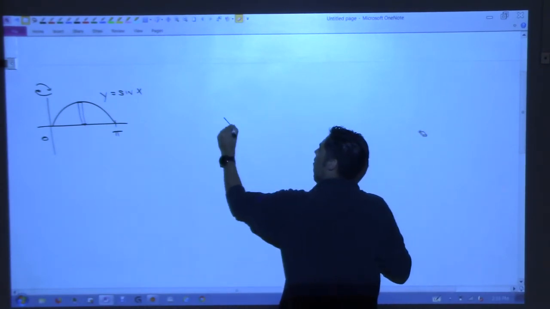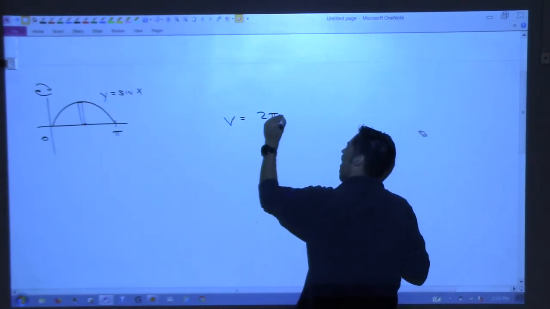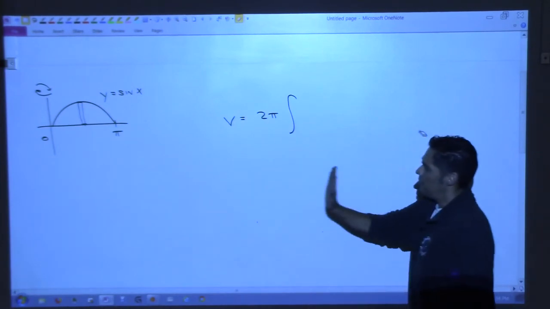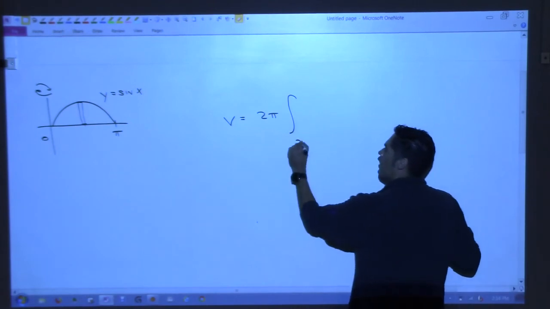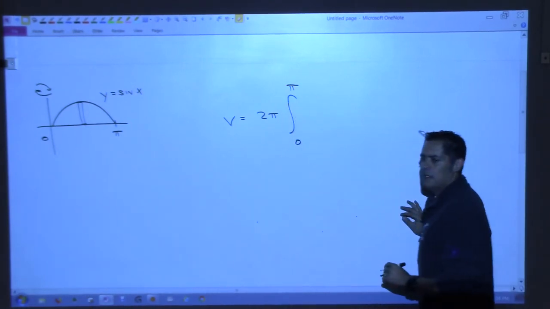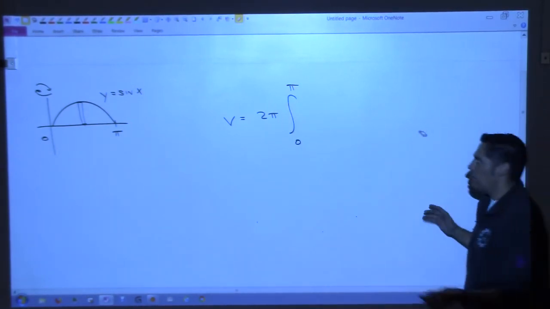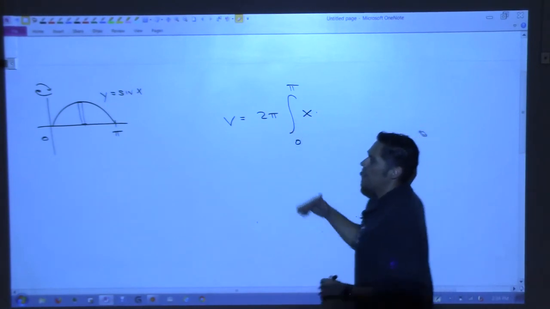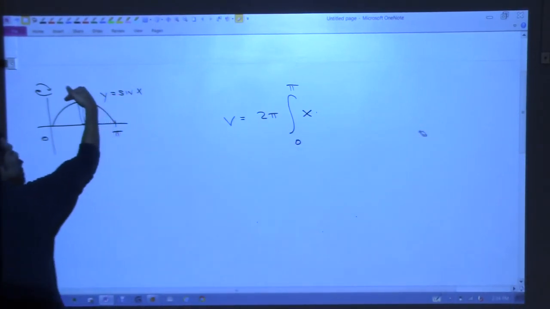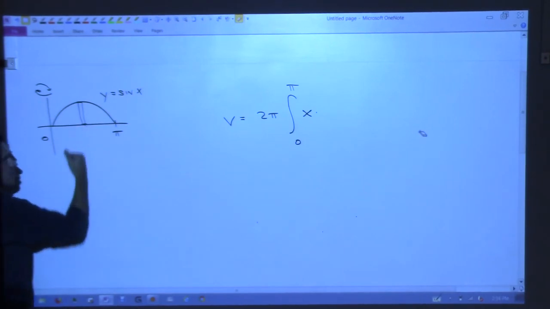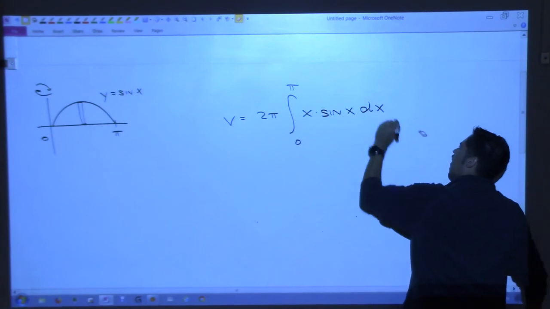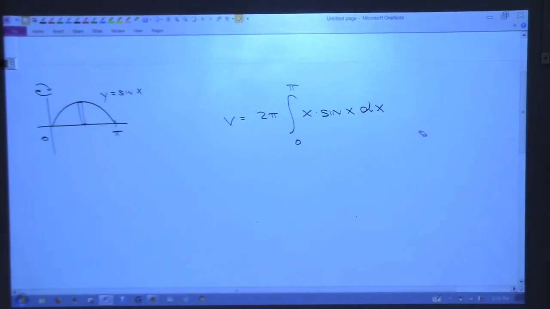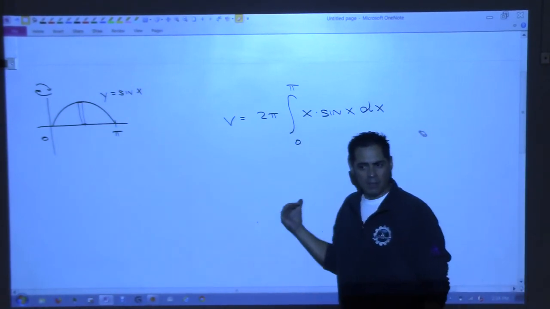So that means the volume of this is going to be 2 pi automatically, integral. Now my variation on my x is going to go from where to where? 0 to pi. And then it's going to be x, which is just x, times the upper function, the top function, minus the bottom function, which is 0. So just x sine x. And how would you integrate that? Integration by parts. But that could be done.